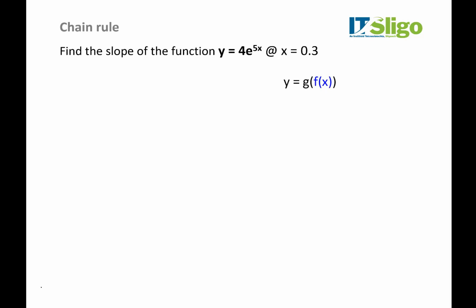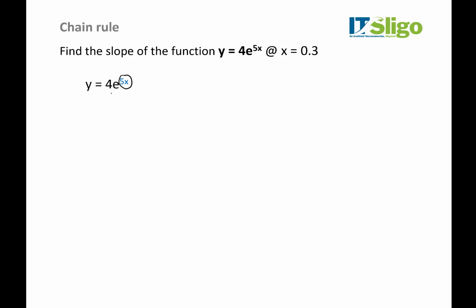So now we'll just take a look at a few examples of the chain rule being used to differentiate exponential functions. Find the slope of 4e to the power of 5x at the point x is equal to 0.3. So first of all, identify f(x). There's the x bit.